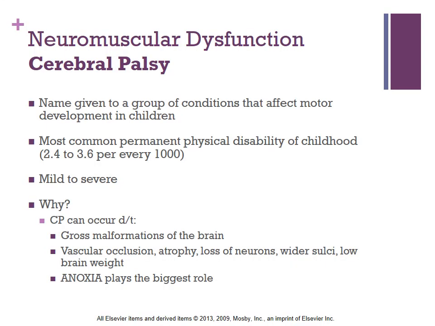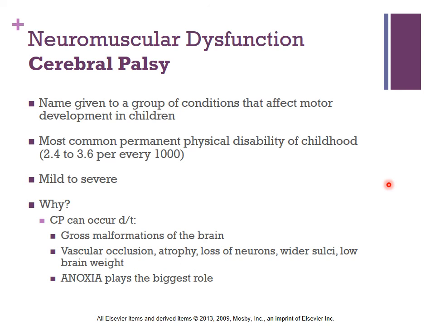So the next area, this is about 11 slides long. This is going to be the neuromuscular dysfunction piece. And the first thing we're going to talk about is cerebral palsy. And cerebral palsy is just the name given to a group of conditions that affect motor development in kids and children. Okay, it is the most common permanent physical disability of childhood. It's about 2.4 to 3.6 per every 1,000 kids. It can be anywhere from mild to severe.